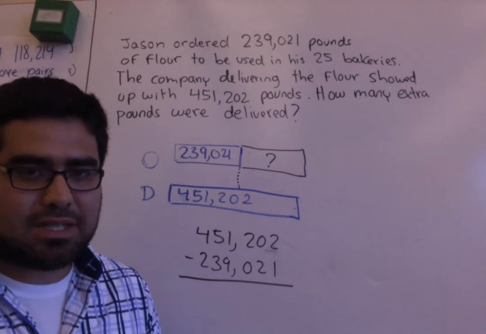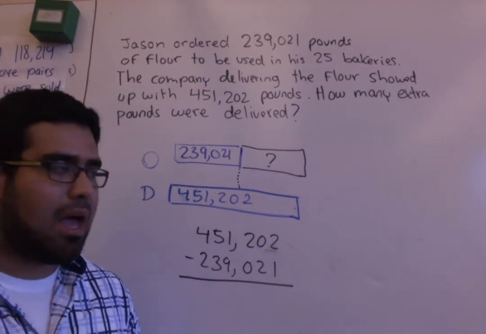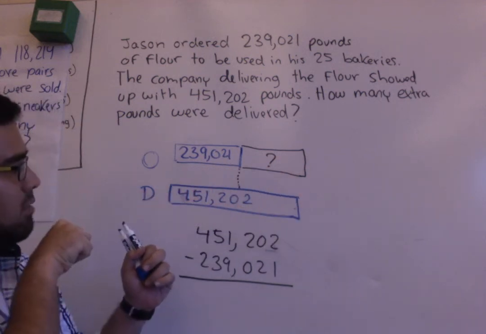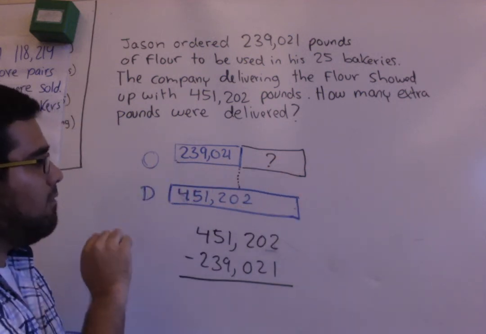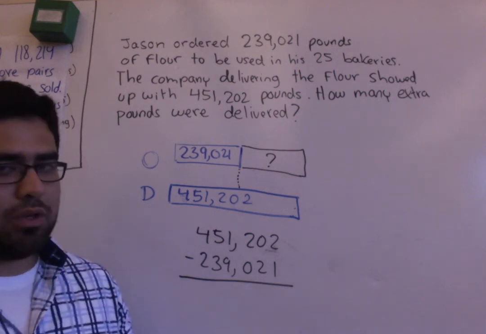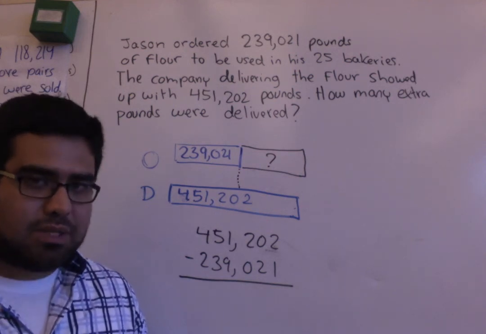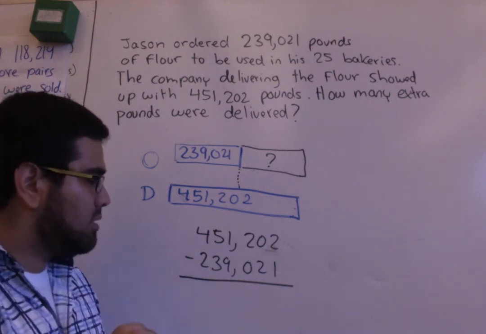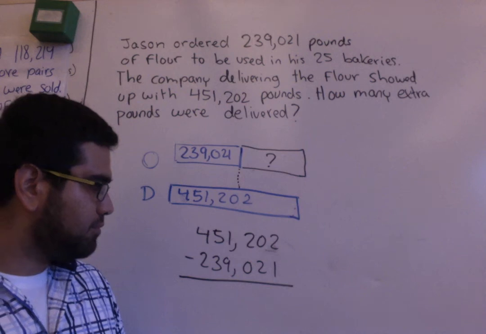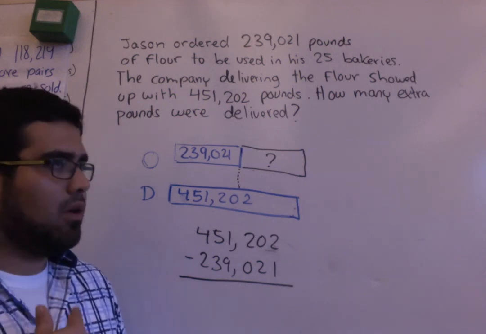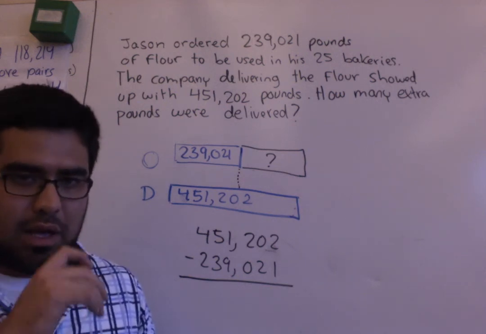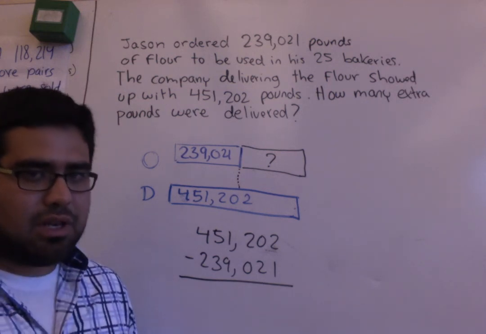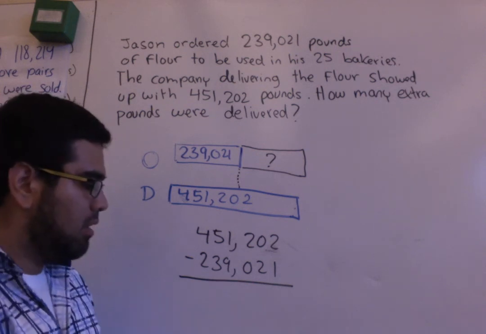The deeper reason that you can talk to your student about is that in order to figure out the difference, you have to take out 239,021 from 451,202. That is the deeper reasoning that we want them to get to, and that's why the smaller number goes under the greater number. However, you can also go to a more practical reasoning, which is that in subtraction, we always want the lesser number to be at the bottom.